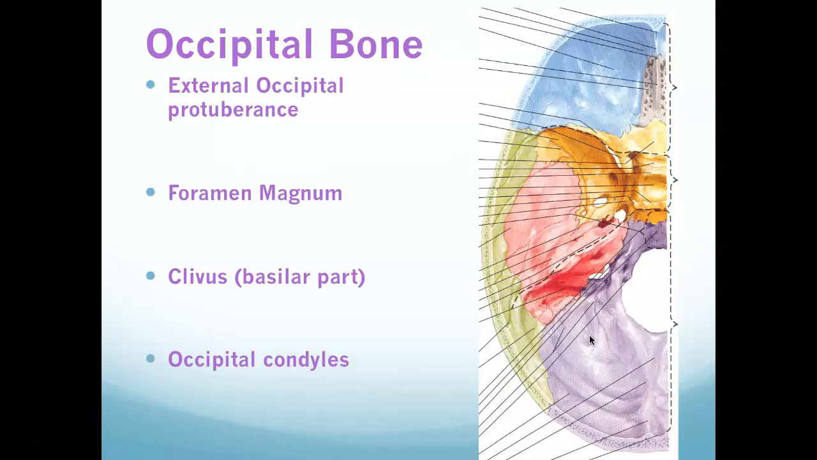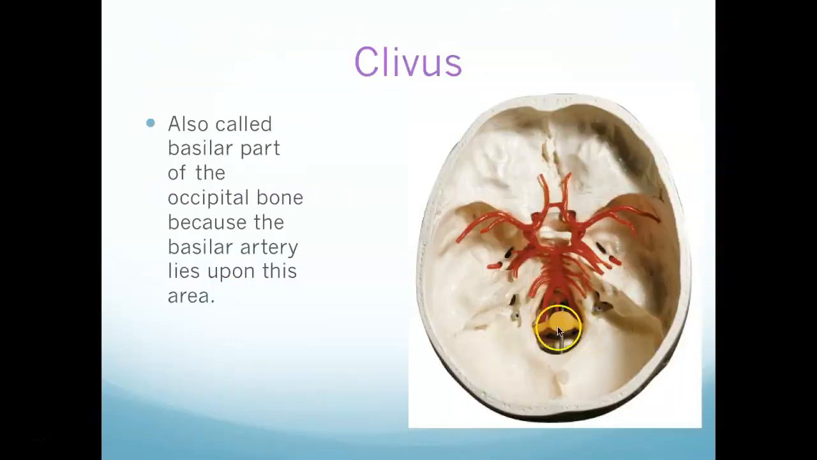Next we have our clivus, or the basilar part, and now we have the superior view into the skull once again, and it is this portion. It kind of looks like a slide, like you would slide down into the foramen magnum, and we also call this the basilar part because when we discuss the circle of Willis, which is the blood supply to the brain in the skull, the basilar artery sits right on top of this area. So I'm giving you a view of this. Right over here, this is our basilar artery, sitting on top of the clivus, and you could see that you would slide on down into this area, and there's our foramen magnum.